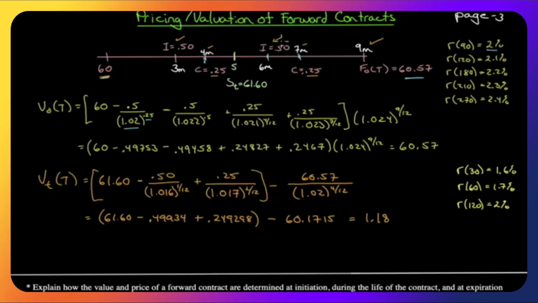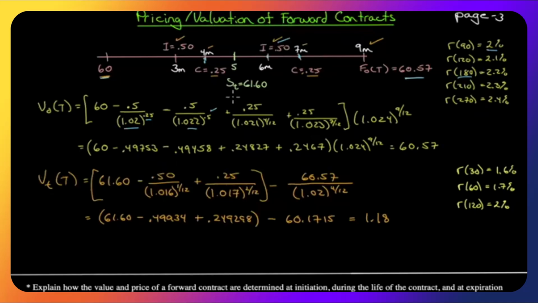Let's find our next income. It's over here. Where is it? 6 months. 360 day count convention. That's a 180 day rate. There's our 180 day rate, 2.2%. We'll discount that back by 1.022 to the power of 0.5 because it's for 6 months. That takes care of our income.